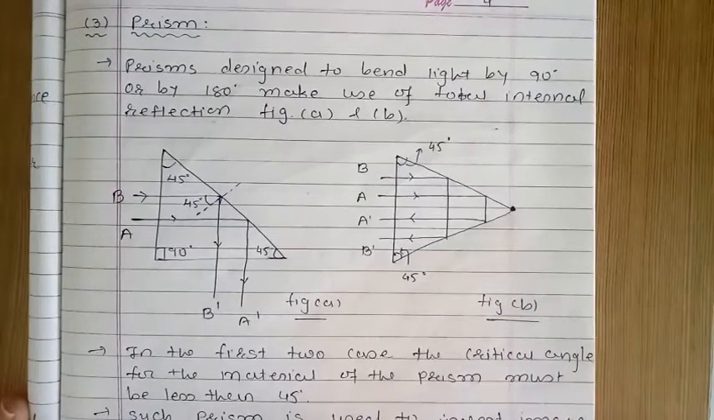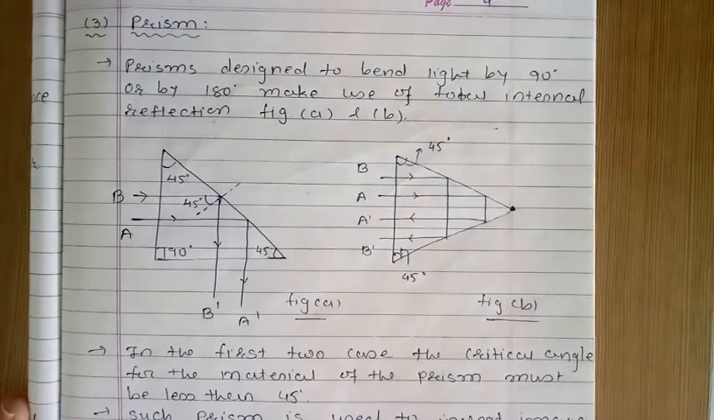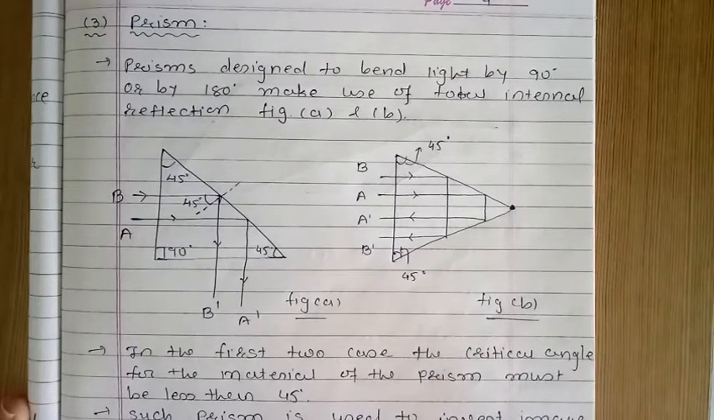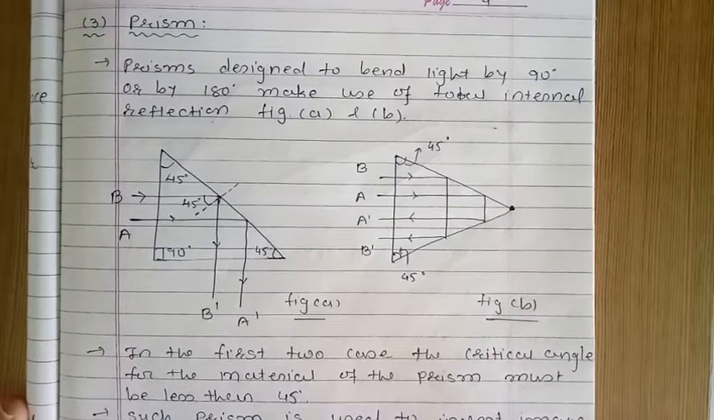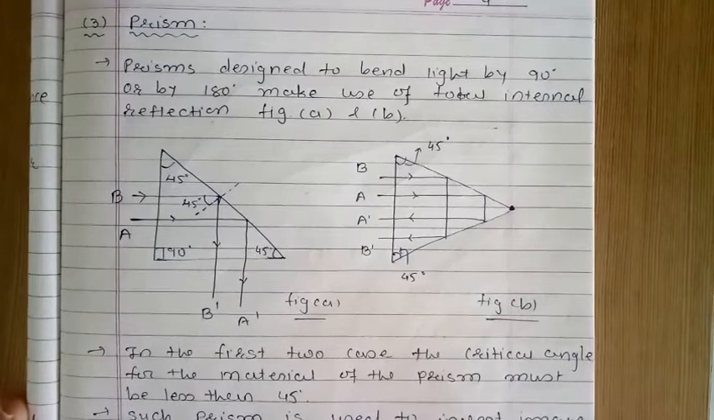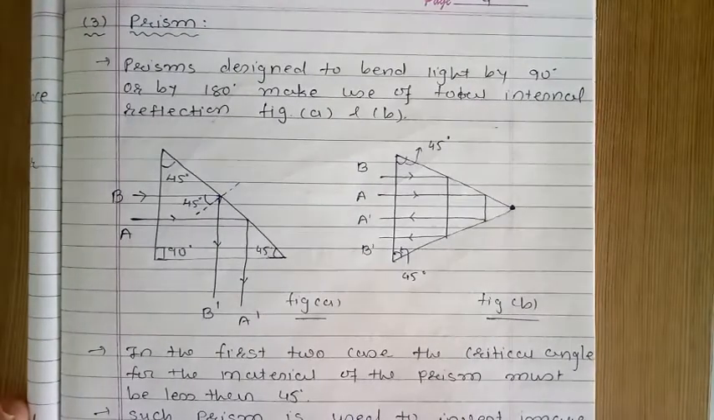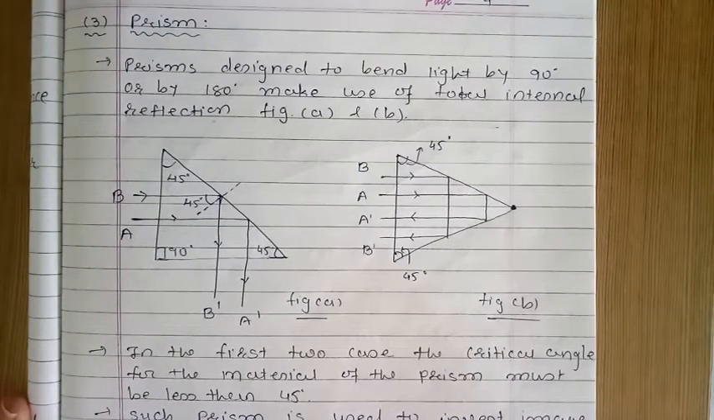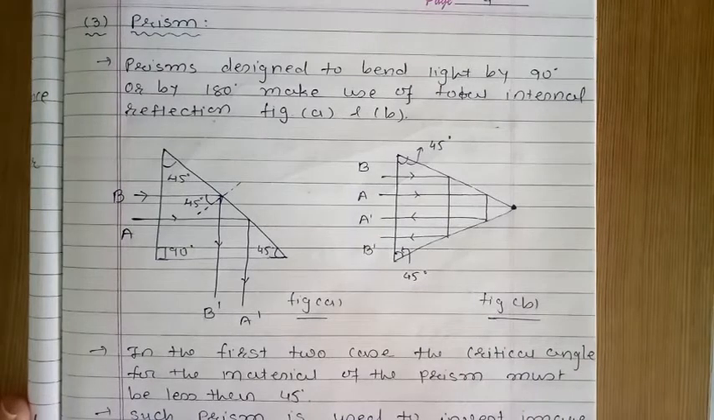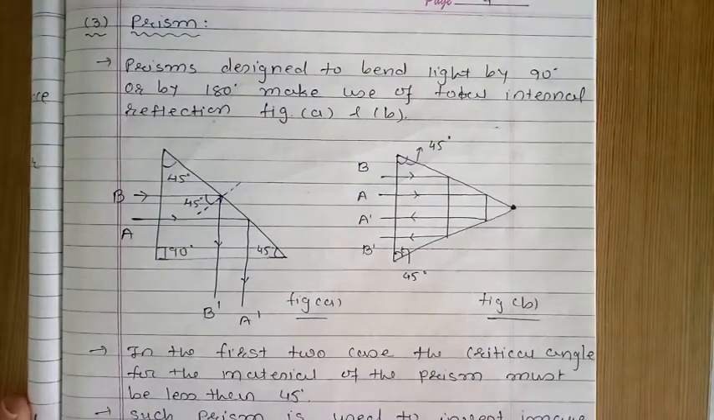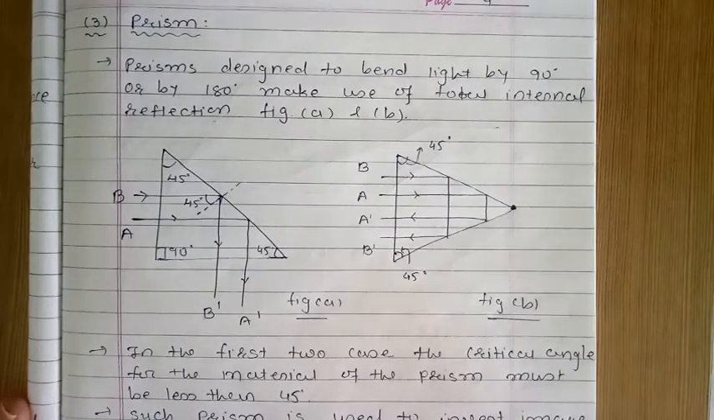Hello friends. Yesterday we discussed two applications of total internal reflection. First, mirage, and second, diamond. Now today we will discuss another two applications of total internal reflection.